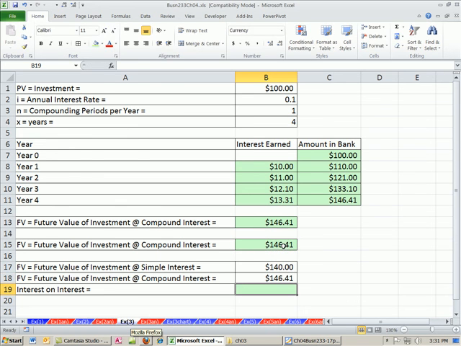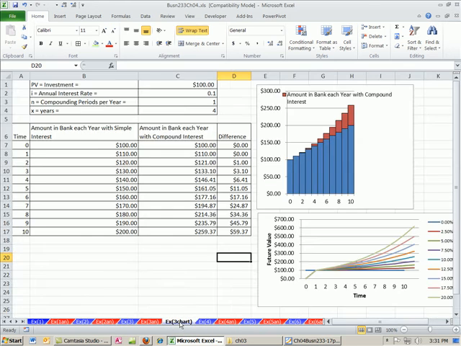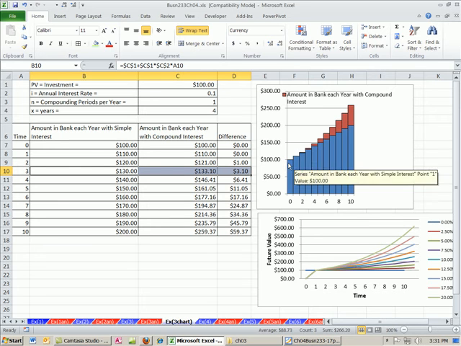There's the amount for compounding. And the difference is going to be compound minus simple. And we get $6.41 extra. Now let's go look at a chart. I extended this. I did this same example here. We stopped right here, right? But I did it for 10 years. So you can see the difference.